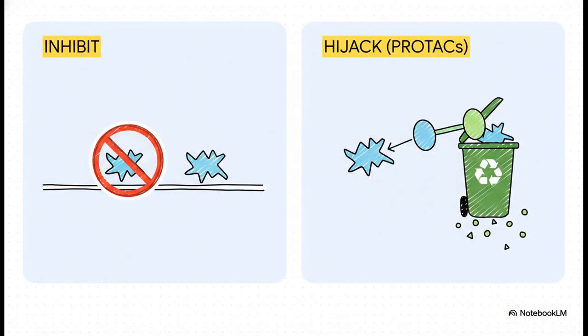This slide just lays it out perfectly. The old way, inhibiting, is basically a roadblock. The new way, using these brilliant molecules called PROTACs, is more like a targeted drone strike. A PROTAC is like a molecular matchmaker. With one arm, it grabs onto the bad protein you want to get rid of. With its other arm, it grabs the cell's own delete tag machinery. It literally forces the cell to mark its own enemy for complete destruction. You're not just blocking the problem anymore, you are eliminating it.